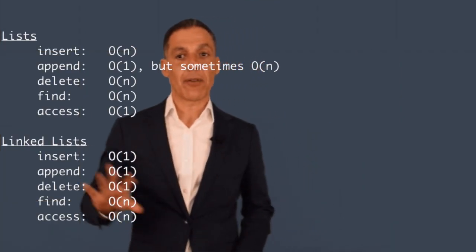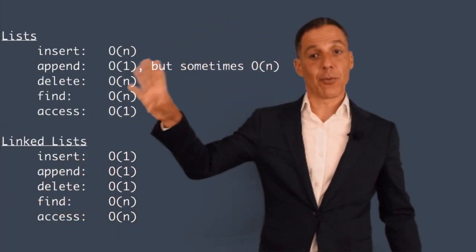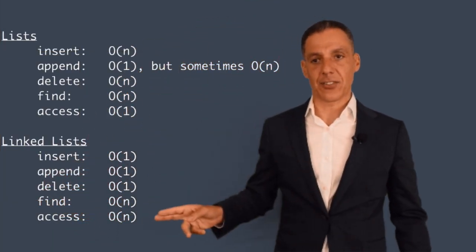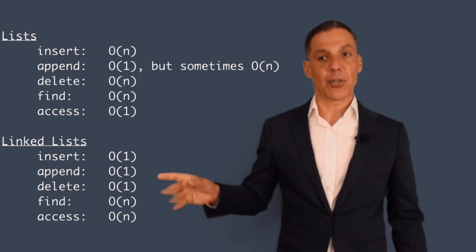Welcome back. We're going to talk a little bit about runtime complexity and compare lists, linked lists, and dictionaries. So let me start by reminding you of the runtime complexity for lists and linked lists. So we had 5 basic operations.